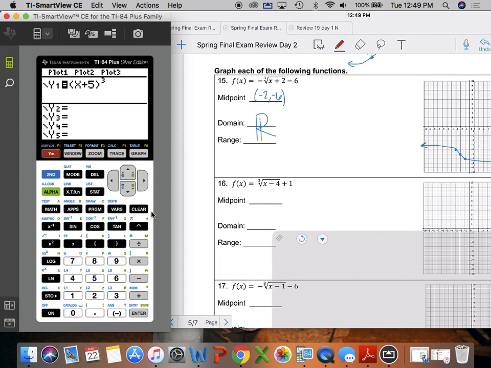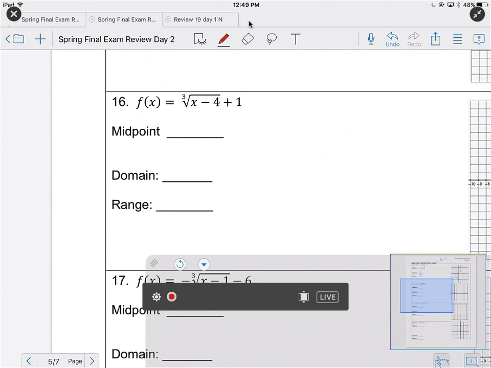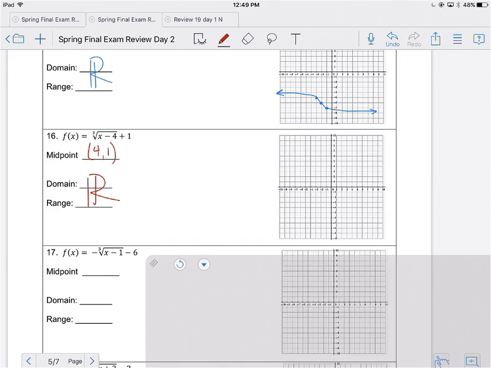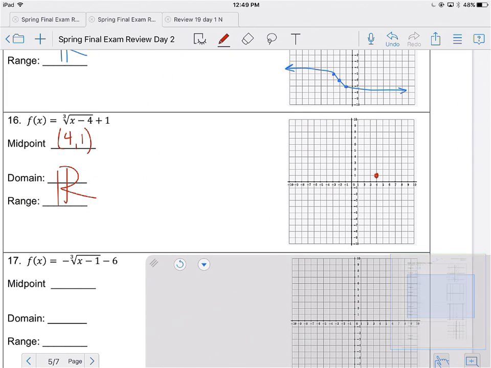So like problem 16, if you go math, scroll down to 4 and enter, we have x minus 4 under the cube root and then a +1 afterwards. And it'll show you what your graph looks like and help you remember that it goes side to side. So my midpoint is at 4, 1. Domain and range are all reals. So I go to 4, 1. And this one is positive, so I go up and right, down and left, and then make sure my drawing is side to side.